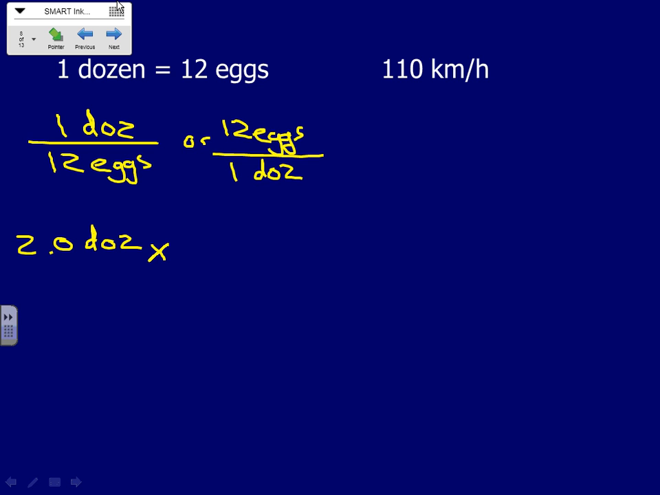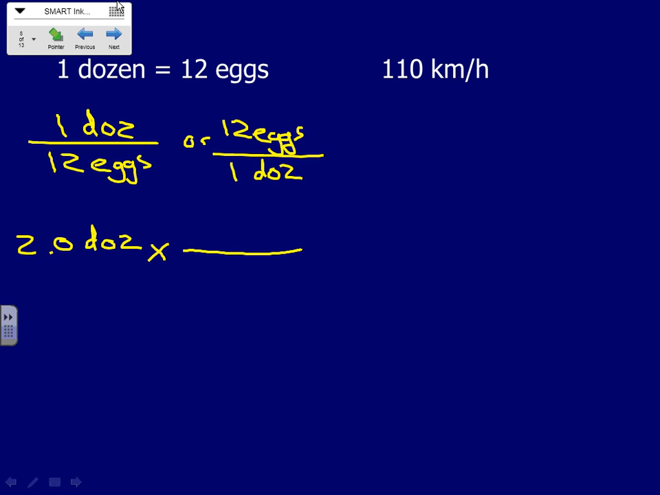I know that I have dozens. I know that I have a conversion factor that converts dozens to eggs, and that's what I want to be able to do. I want to get rid of the unit dozen, and in the end, I want to replace it with the unit eggs. So I'm going to choose a conversion factor that has the unit dozen on the bottom. Because if I have dozen on the bottom, I can cancel out the units, just like I can cancel out a common factor in mathematics. In mathematics, if I have 4 times 2 over 2 times 7, what can I do with those 2's before I start calculating? I can cancel them out.